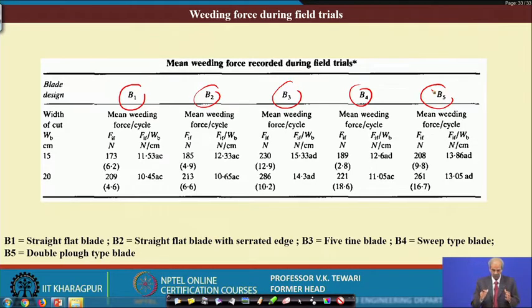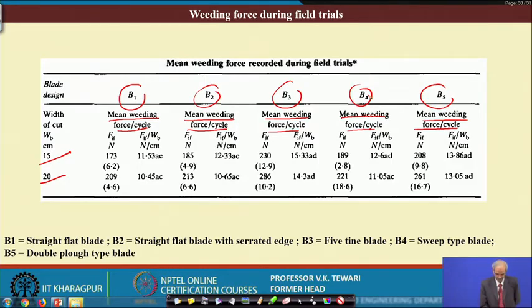We showed you that the width of cut of each of them is 200 millimeter. Now, in this we have employed two widths. One is 15 centimeter, that is 150 mm, and the other is 200 mm or 20 centimeter. With this we have measured all the details. You can have a look at what we have measured: the mean weeding force per cycle for each of these, B1, B2, B3, B4, B5.